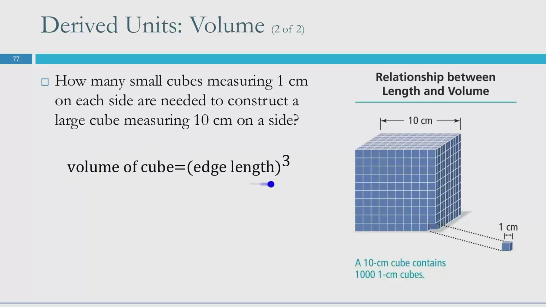The volume of a cube is whatever the edge length is, so 1 dimension, but cube it. And since the cube is 10 centimeters in each direction, if we were building this out, we'd line up 10 cubes. Now we've got 1 dimension that's 10 centimeters, 10 of our cubes. We'd also have to stack up 10 rows of these cubes. We'll do that in orange.